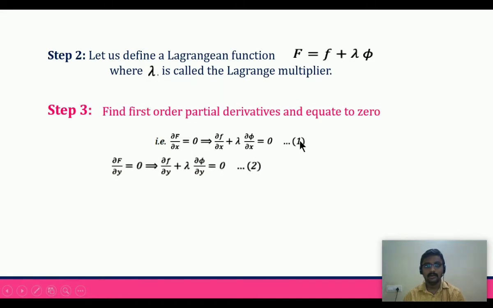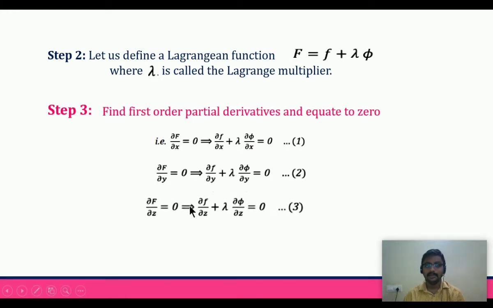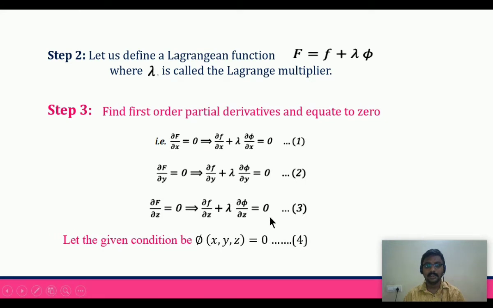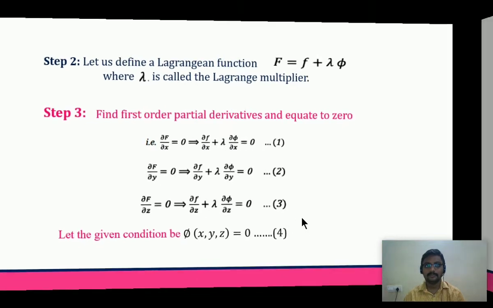Similarly, dou F by dou y equal to 0. Let it be equation 2. And dou F by dou z equal to 0. Let it be equation 3. And we have a constraint equation, that is phi of xyz equal to 0. That is the given condition in xyz. Let it be equation 4.